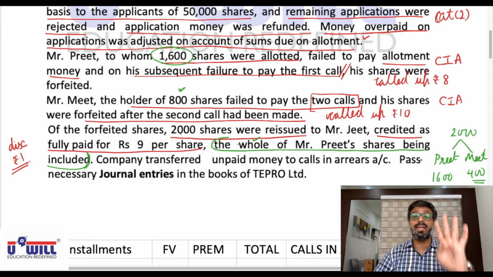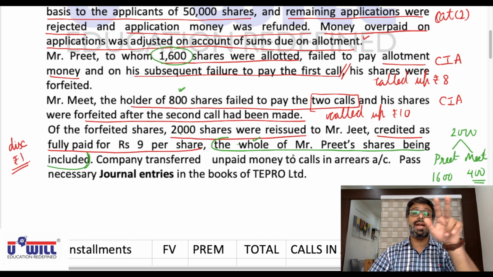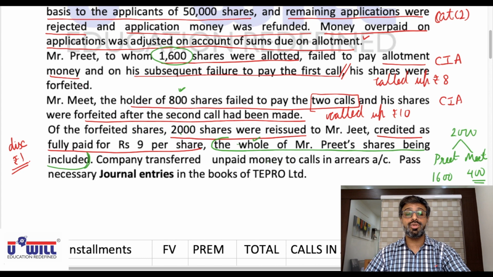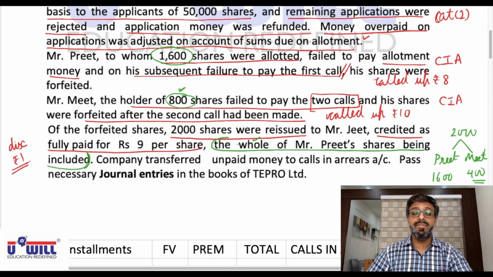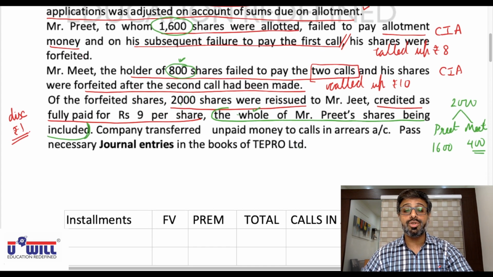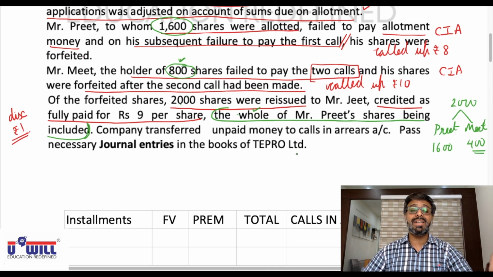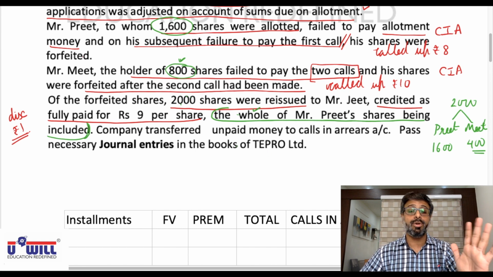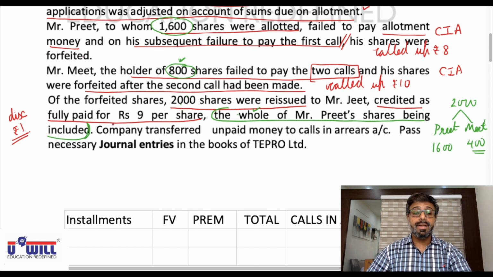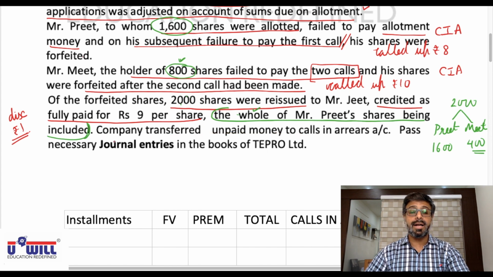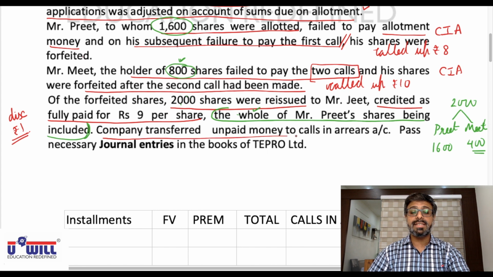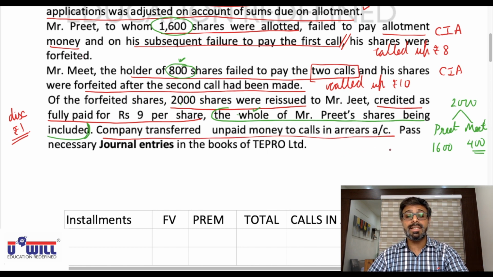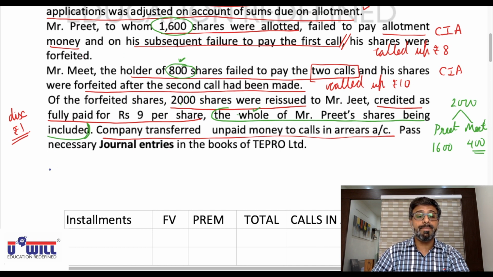This will help us in working note 4. We always divide that in two categories, reissued and not reissued. So Meet's 800 shares we will have to divide in two parts because 400 are reissued and 400 are not reissued, and that will in turn help us in calculating the amount of profit. Okay. Further, company transferred unpaid money to calls in arrears account. Every question this sentence is given. That's why we have calls in arrears in our entries. Pass necessary journal entries in the books of company.